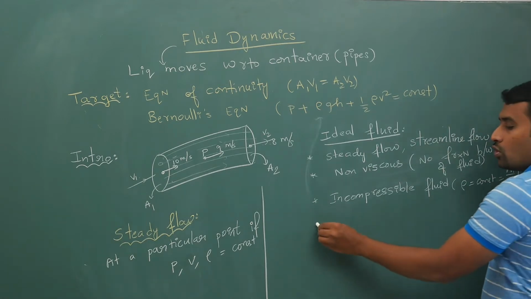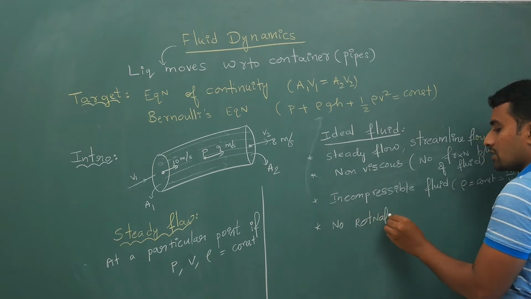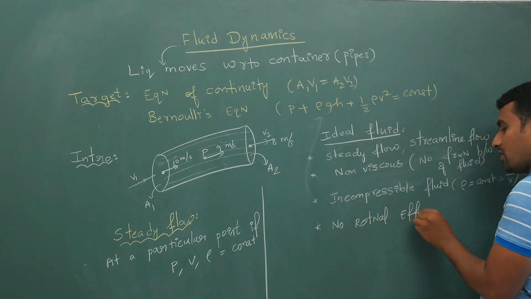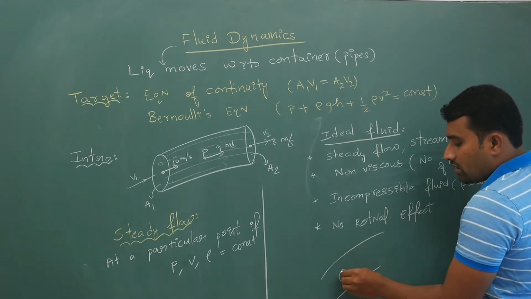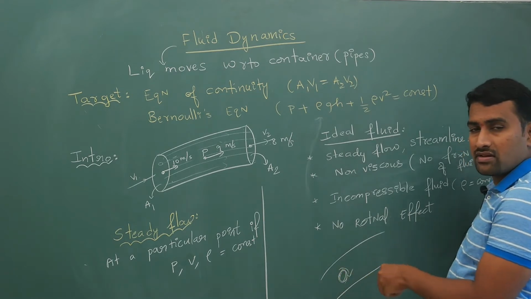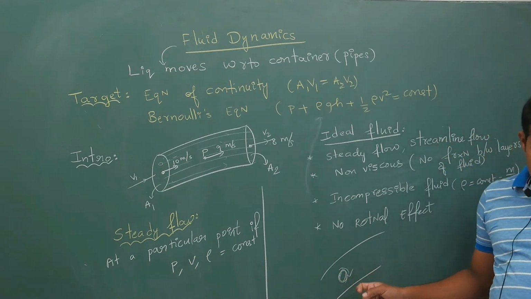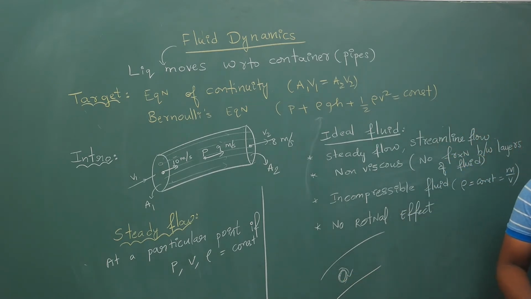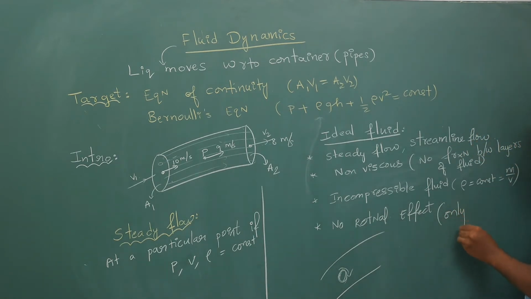And there is no rotational effect. You should not consider any rotation. That means if you leave a ball in this fluid, this ball cannot rotate, because if it rotates, some portion of energy will be converted to rotational kinetic energy, which is not what we are going to consider here. So there is only v, linear velocity, no angular velocity, no omega.